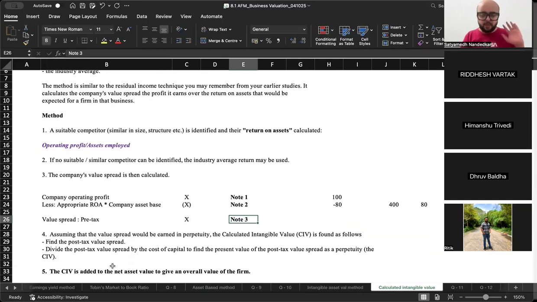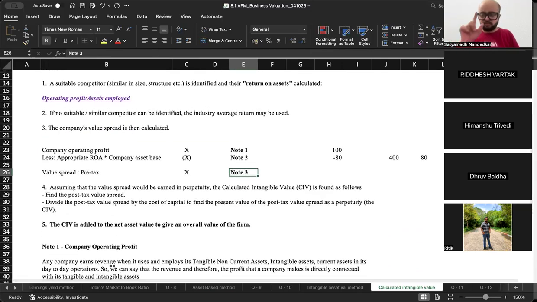Okay. Convert it into post tax. Convert it into post tax by multiplying by 1 minus tax rate. You know how to do it. And then divide by the discounting factor, divided by the interest rate or the rate, to arrive at the value of the intangible asset.